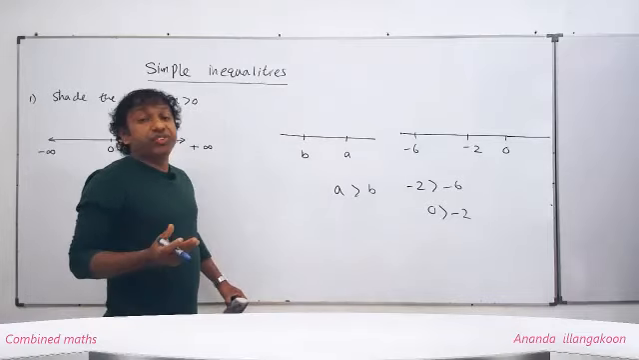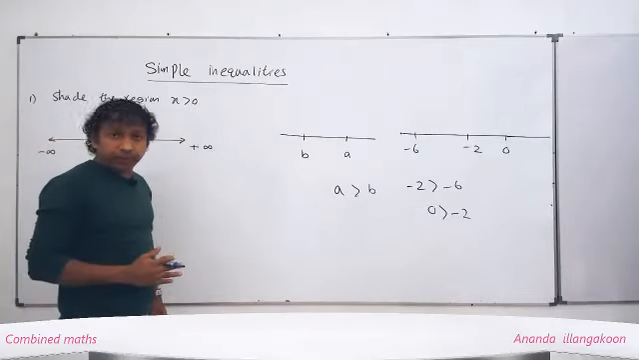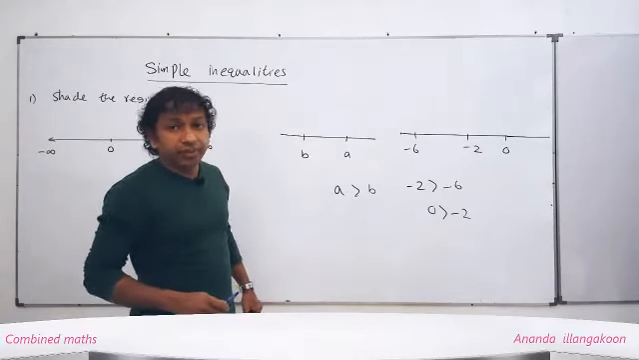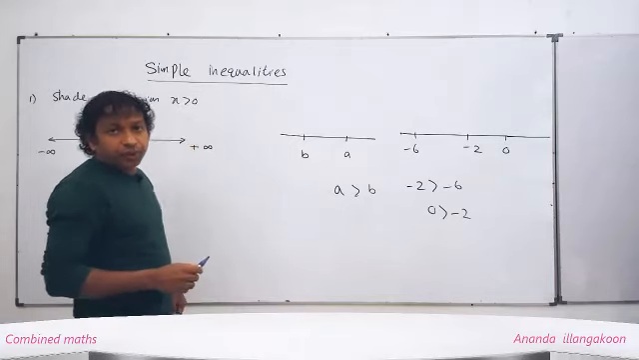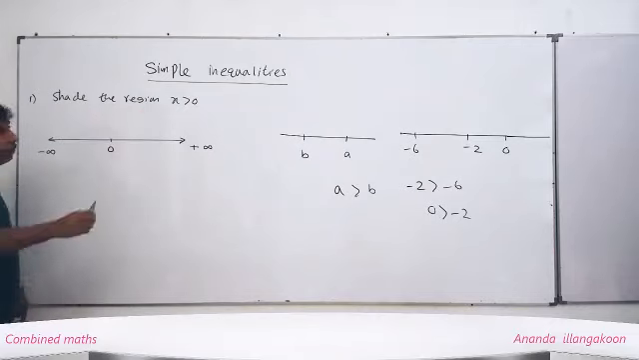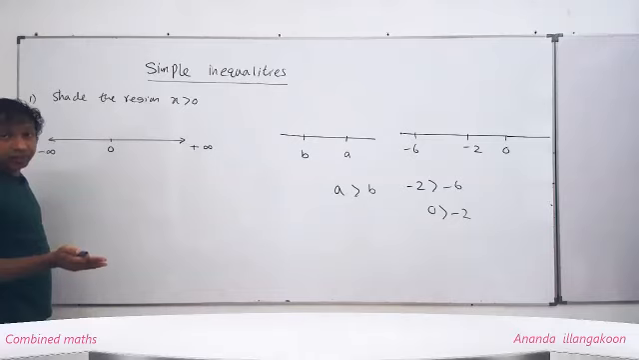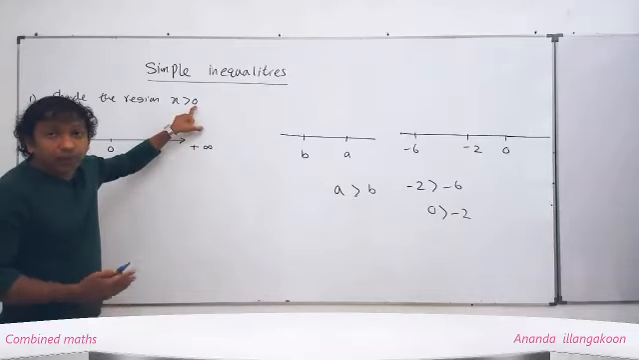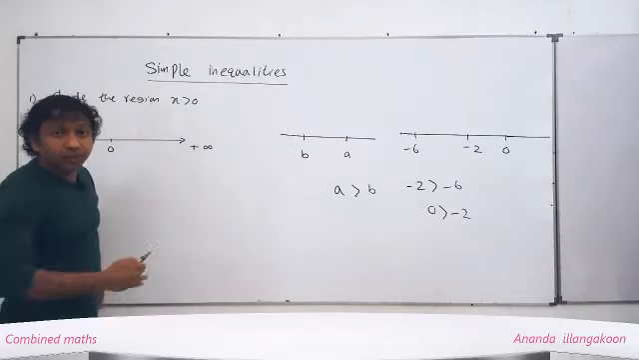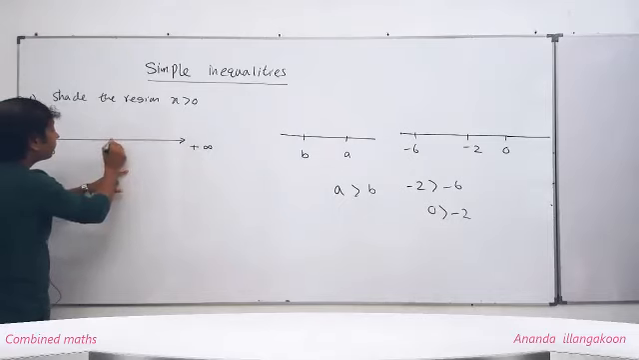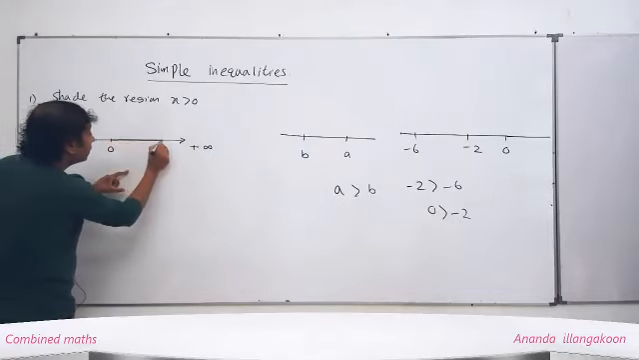Understand? So when we consider any two real numbers on the number line, the number that lies on the right hand side is always bigger than the left hand side number. Therefore, if you need to shade the region x greater than 0, where x stands for any real number on the number line, then the numbers greater than 0 are available on the right of 0. So this is the region. We color it like this.